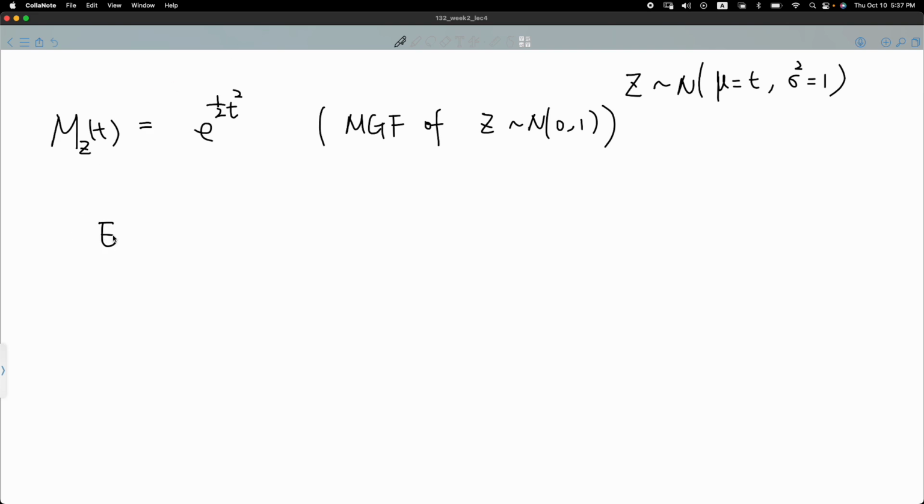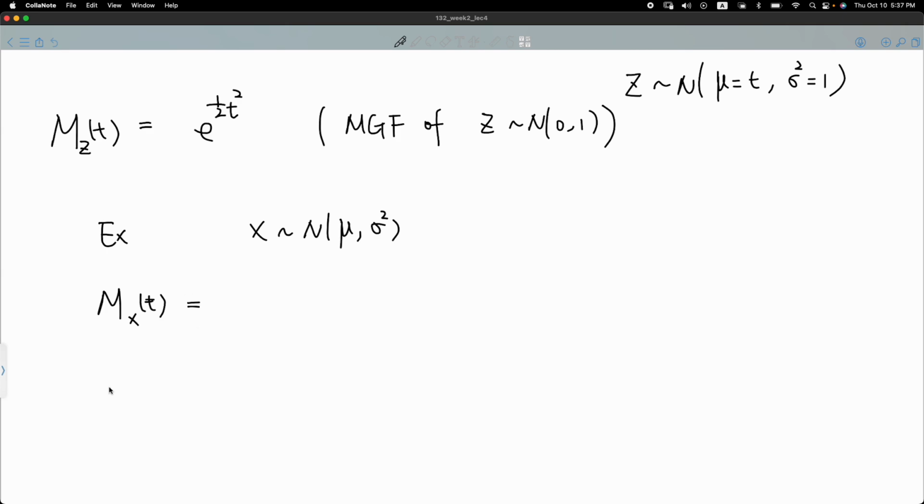Okay. If not, then let's start another example. So now, let's say we have a random variable x that follows a normal distribution with a general mean mu and variance sigma squared. So our goal for this example is to find the moment generating function for this random variable x. So we will be evaluating this expression now.